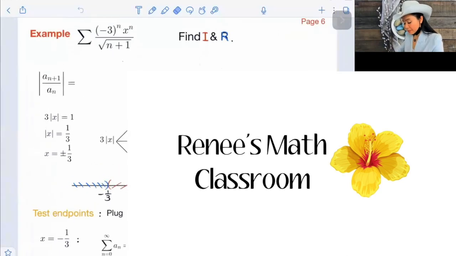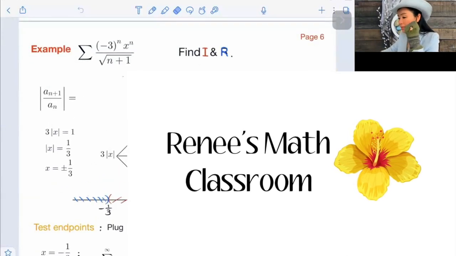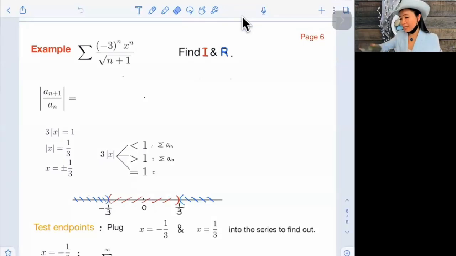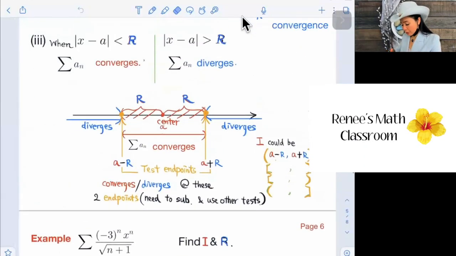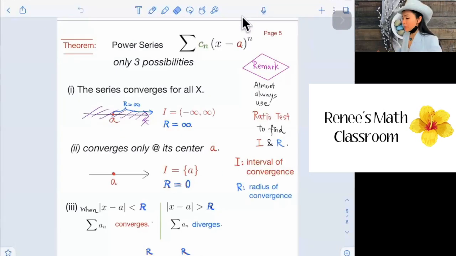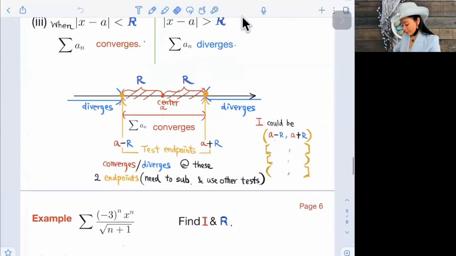Hey, great work. Okay, now let's finish these two examples together, and then we're done with the day. Last time we talked about there are three possibilities for a power series. What are the three possibilities? Without looking at this, can you tell me what the three possibilities are?